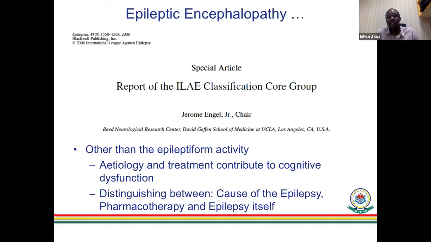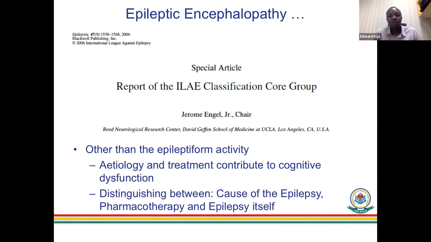Five years later, as the classification of epilepsy has been evolving, the term epileptic encephalopathy was further clarified by the International League: not only the epileptiform activity is responsible for the cognitive decline, but also the etiology of the epilepsy, as well as the treatment with anti-seizure medication, was thought to be contributing to the cognitive dysfunction.